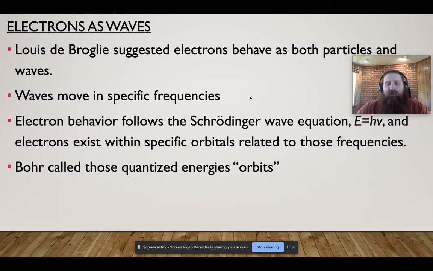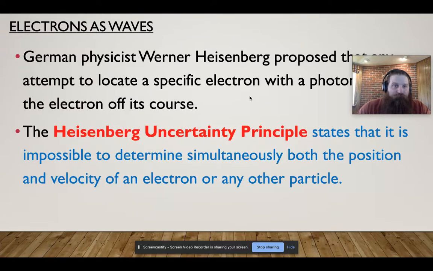Now, Bohr called those energies orbits. And Bohr's model was great as long as you were talking about hydrogen. All the math worked out for hydrogen because hydrogen has one electron. It also worked if you talked about one of the ions of hydrogen, which had one electron. But anytime we had more than one electron, it didn't work out. And so we had to upgrade. We had to figure out a better answer.